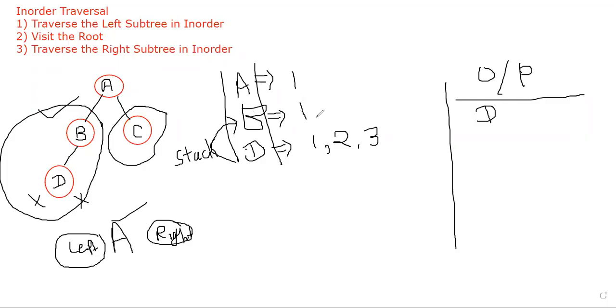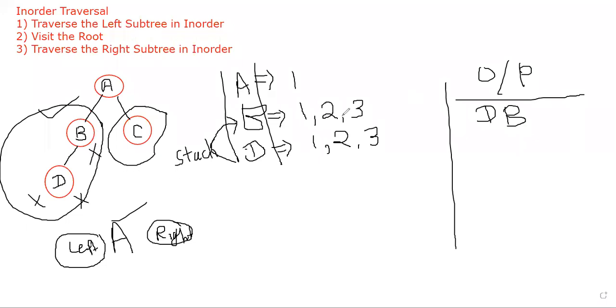We have already applied the first step on the previous node, that is B. So what is the second step? Visit the root. So we apply the second step. The second step says visit the root, which means we are just processing it, and in this case we are just printing the value of that node. Then we apply the third step. The third step says go to its right subtree, but the right subtree is empty.